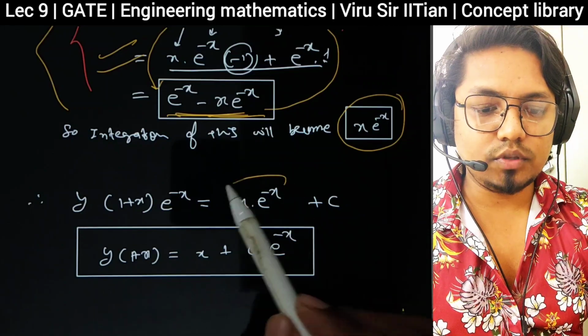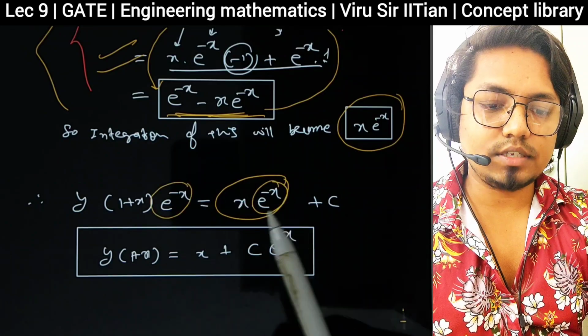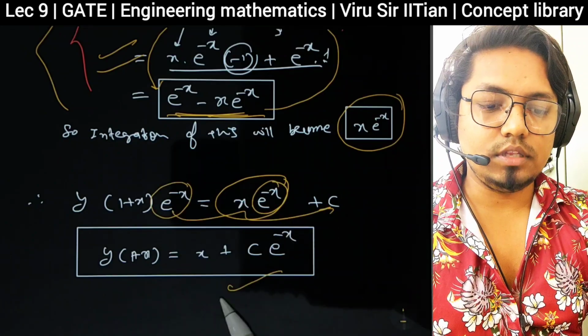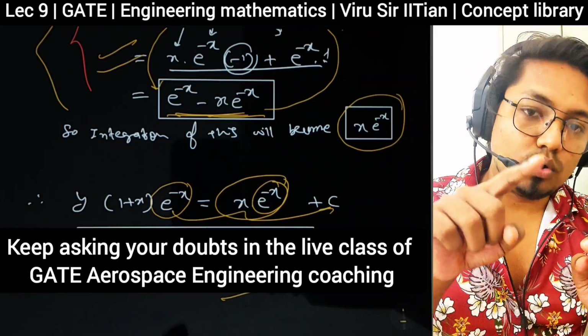That's all, guys. So this will be your final integration answer, and e power minus x is here. Send it all, multiply with c, and this will become your final answer. So now for 2-3 more practice problems, go to the next lecture.